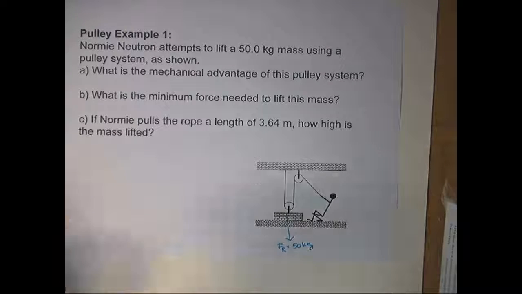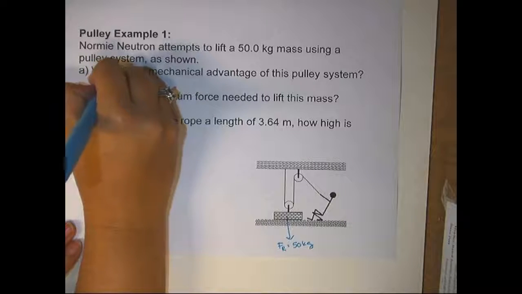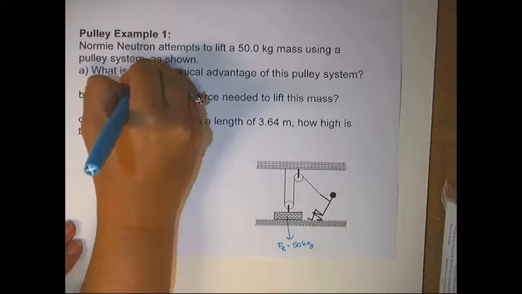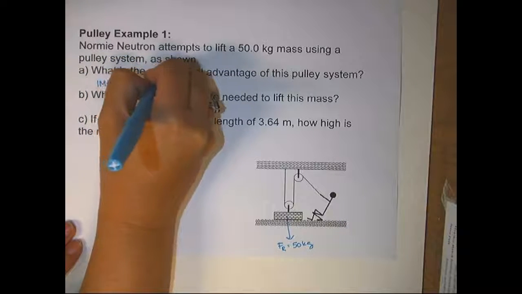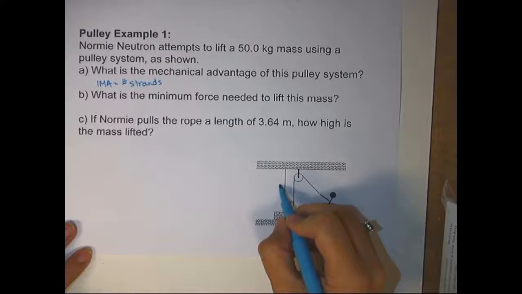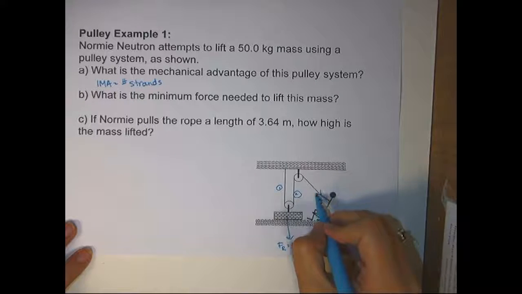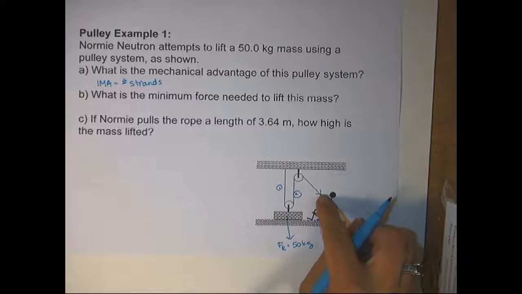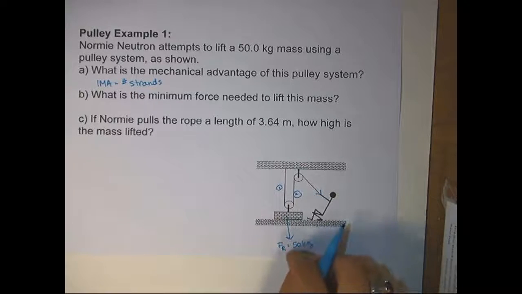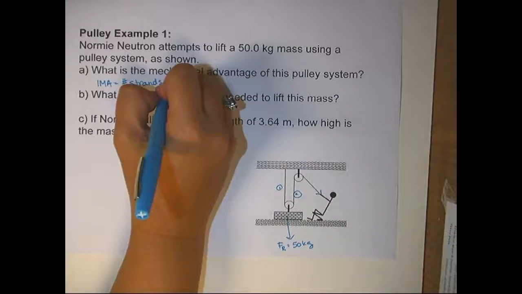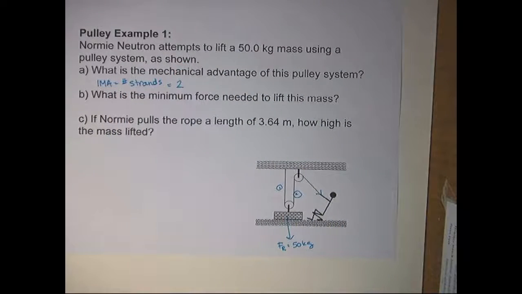Well, how do I find that? The IMA equals the number of strands. So let's see what we got here. Here's 1, 2. Now when he's pulling down on this, is this one counting? Well, it's not going to count because it's the same direction as this. So our IMA is 2.